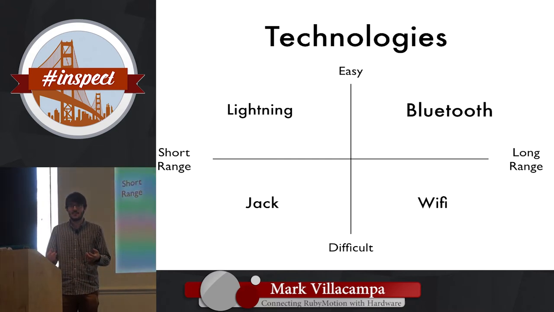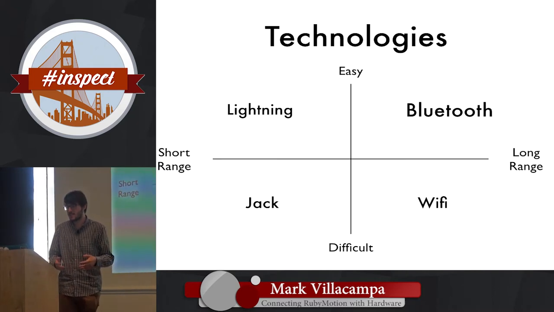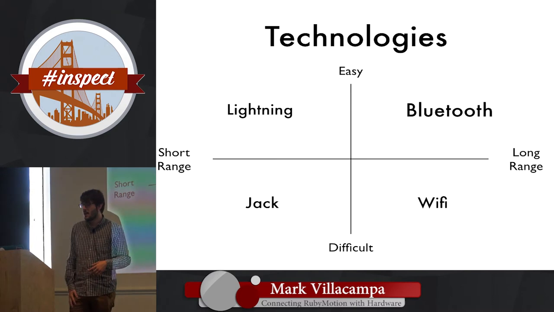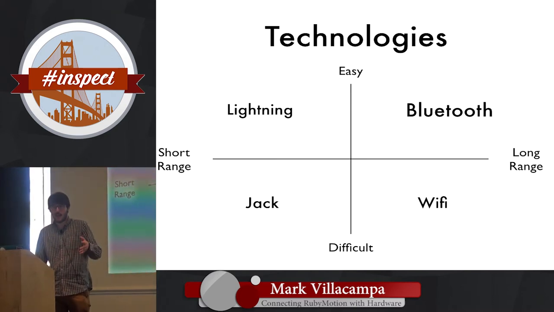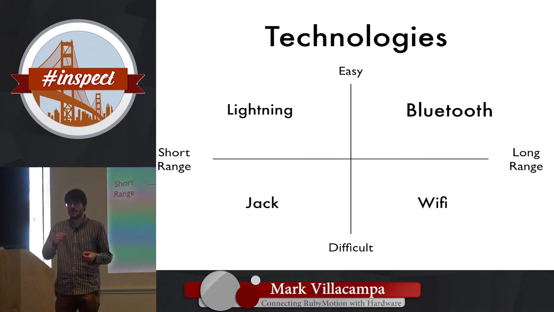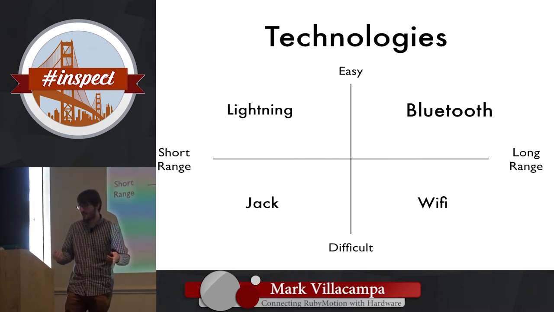But yeah, for long range, of course you want something that doesn't use a cable. So you have Bluetooth and Wi-Fi. In an iPhone, there are only these two things that you can use to connect wirelessly to something. And I was looking at the ports on my iPhone, and I only saw two, which are the jack connector for the headset and the lightning connector.